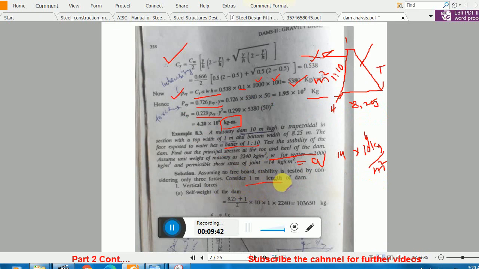And I already mentioned this, that you have the length of the dam on this side. So we just consider a 1 meter strip of the dam. Remember, just one. We are ignoring the rest of the part. Clear? So we design for 1 meter. Now we find out the self-weight of the dam. How can we determine the self-weight of the dam?